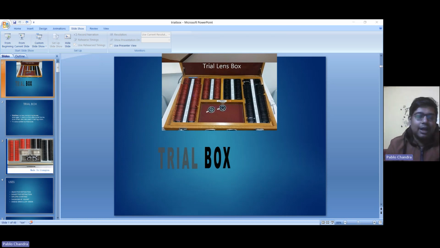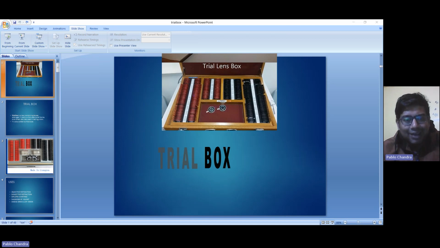Now, spherical lenses are used to correct spherical powers. Cylindrical lenses are used to correct astigmatic power, and accessory lenses and prism are used to correct the prismatic power or the squint, which I have already told you. And last, we can use the first component for high powered lenses if it is required.